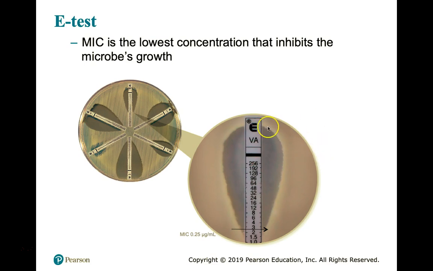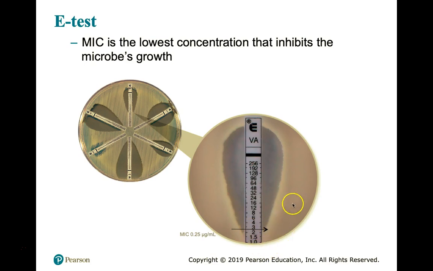So, for instance, this test strip has VA, which is vancomycin, that's the antibiotic, and right here at this point is the concentration. And this is the concentration. And the concentration goes up as you go up the e-test. The higher the concentration as you go upward. Now, what you're looking for is the minimum amount that you can give, yet still being effective.